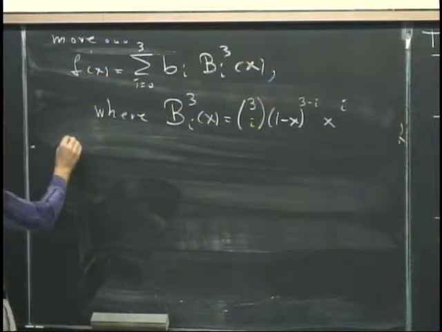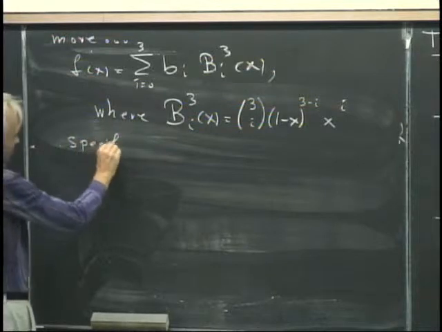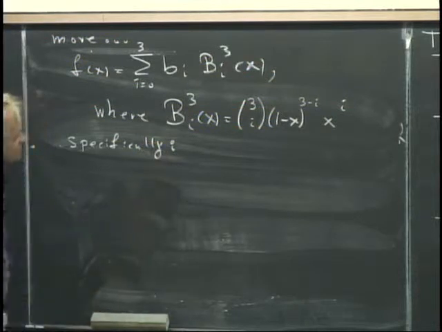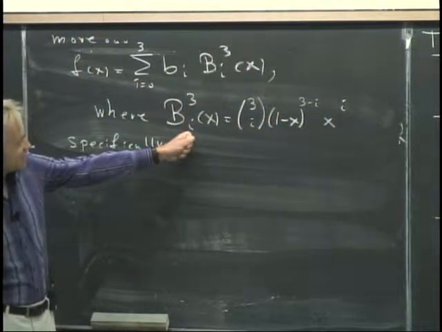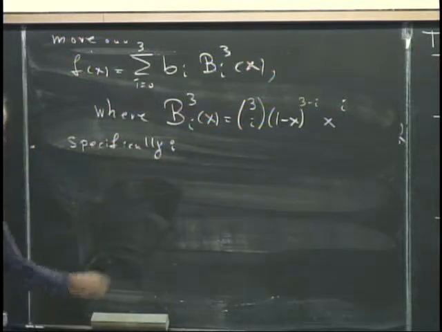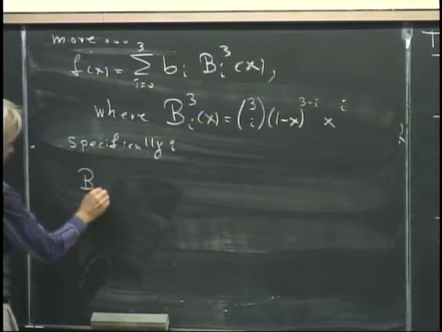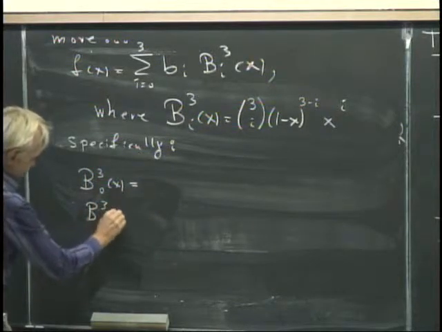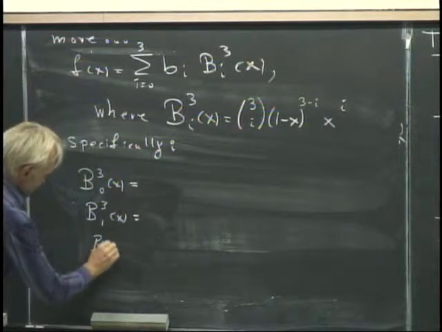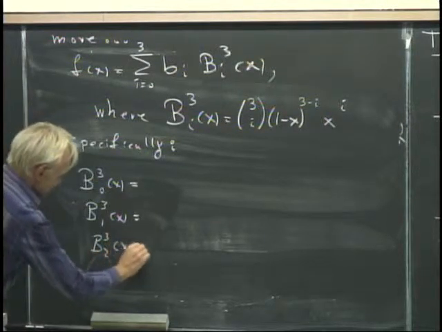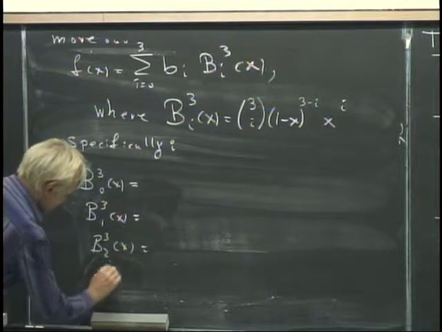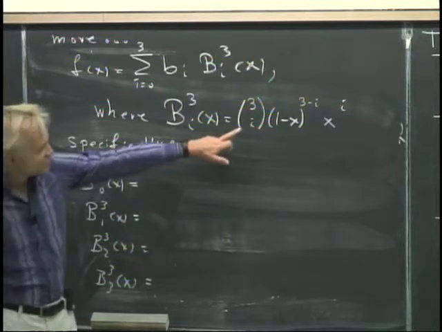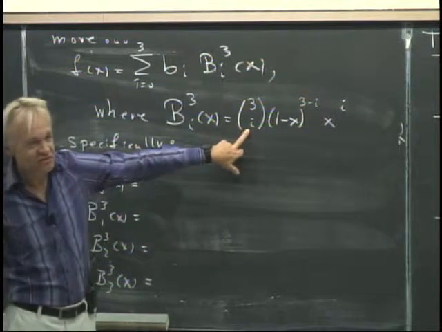Okay, and we need specific ones, specifically the ones from i being 0 up to 3, so I just give them to you, what they are. B0,3 of x equals, B1,3 of x equals, B2,3 of x equals, and B3,3 of x equals. Okay. Now, what is the 3 choose i thing? It's a binomial coefficient. You remember that guy?